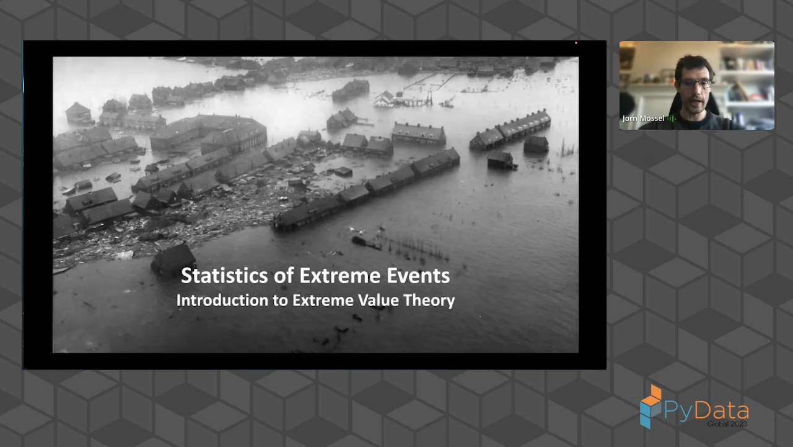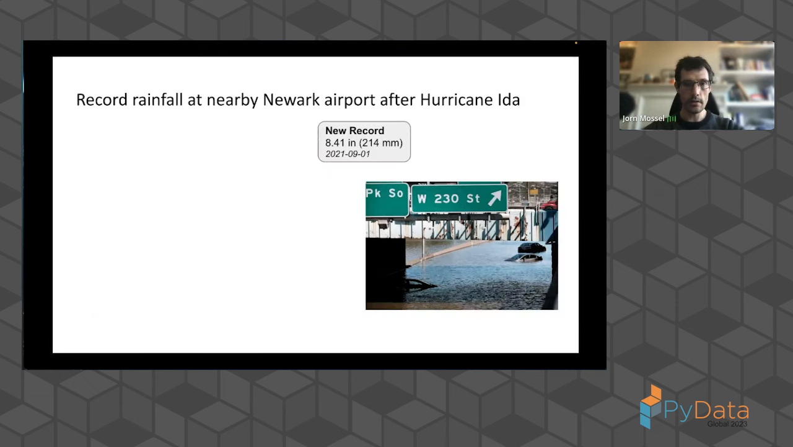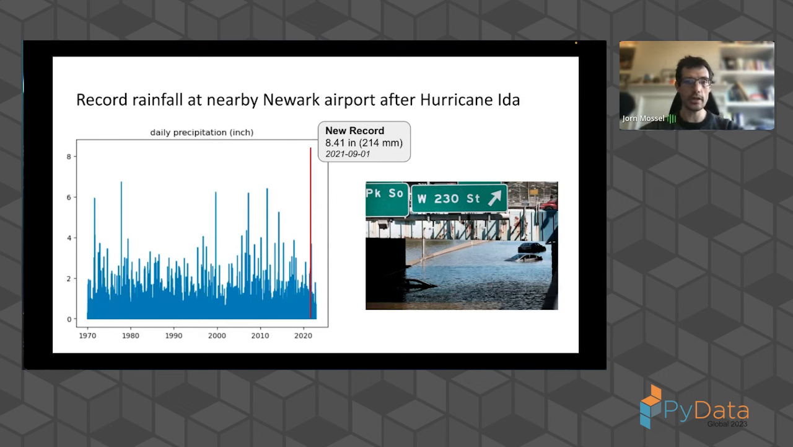Statistics of extreme events. So this is the brief introduction. In the background, you actually see an extreme event. This happened in the Netherlands in 1953 when there was a water flood. And actually, that sparked a lot of interest in how you can think about that. I'm not going to talk about that particular event. As I said, I'm going to talk about the rainfall in New York. That actually happened about two years ago.